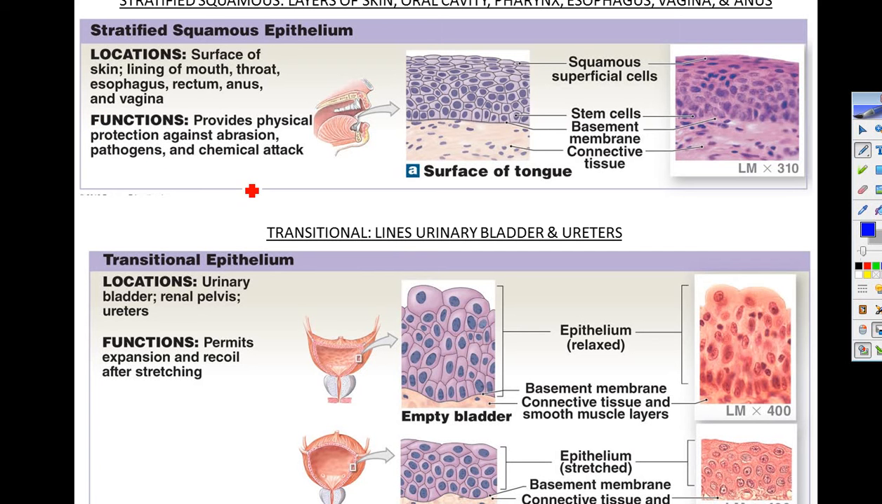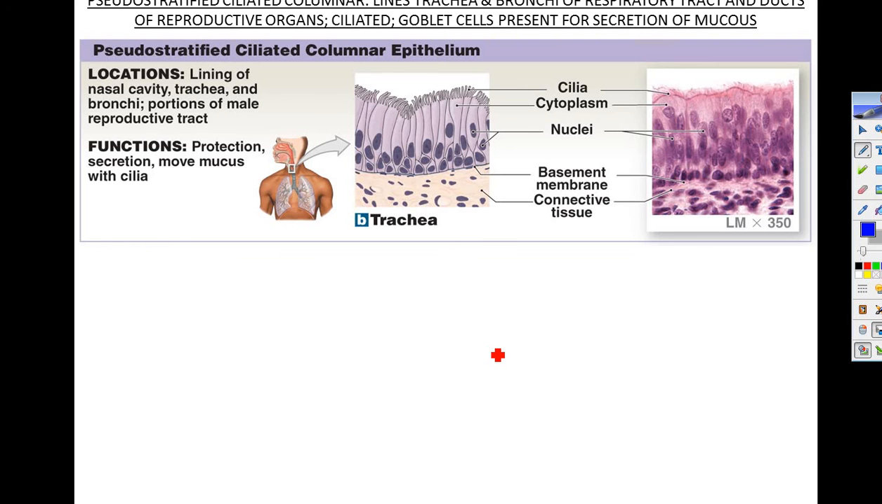This is what I was talking about. See the difference with transitional here versus here, right? Empty versus full. Empty bladder versus full bladder. This allows for stretching here, right? And expansion, structure and function. Okay. And then the pseudostratified columnar.